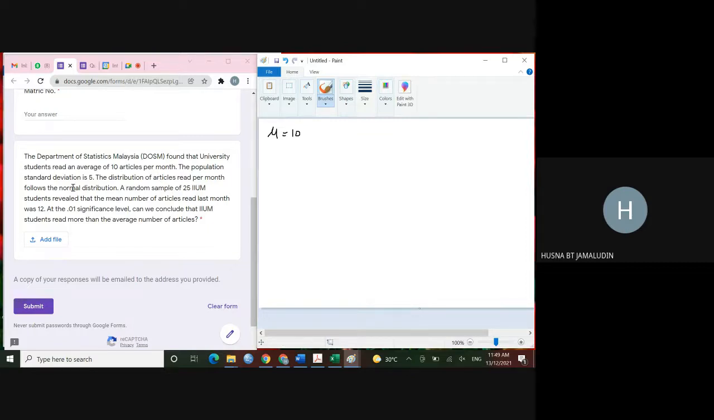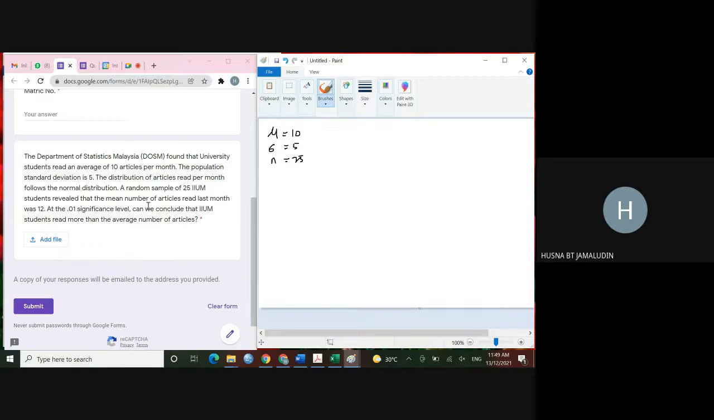Okay, the population standard deviation is 5. So what is this 5? Sigma. Cool. So when you have the sigma, you have to use Z distribution. Keep that in mind. The distributions of articles read per month follows the normal distribution. That's fine. A random sample of 25. What is this 25? Small n. So now you know how to differentiate capital N and small n. That's fine.